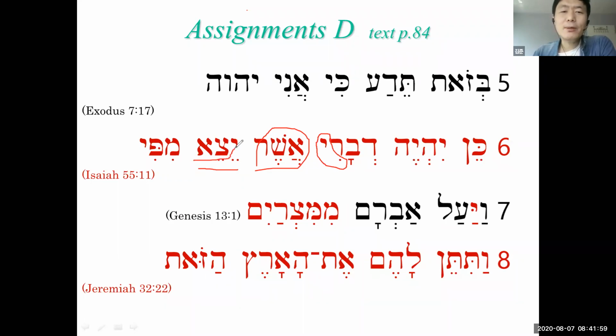Oh, I know this. Out of, come forth, come out of. Right, come forth, going forth, yatsa. So you may think this is an affix form since you can see all the root letters here, but it's not. Why?